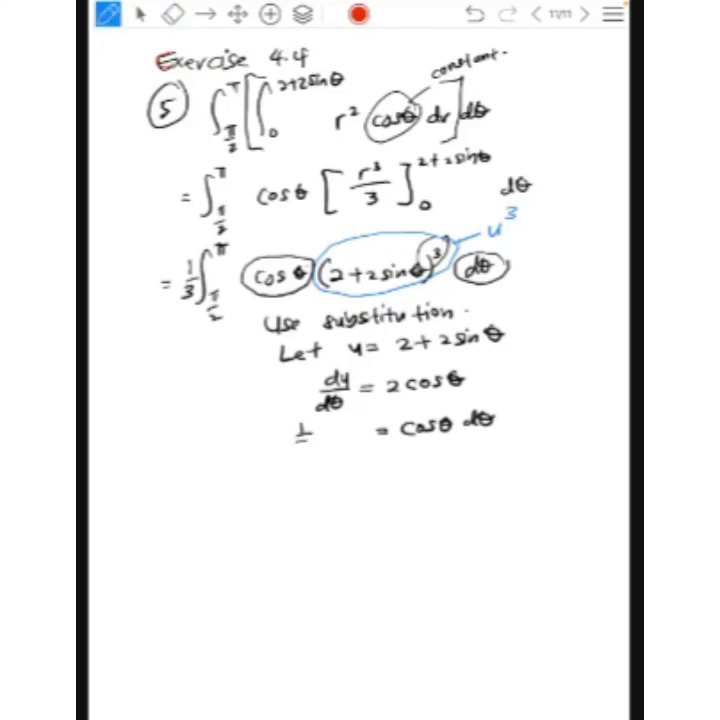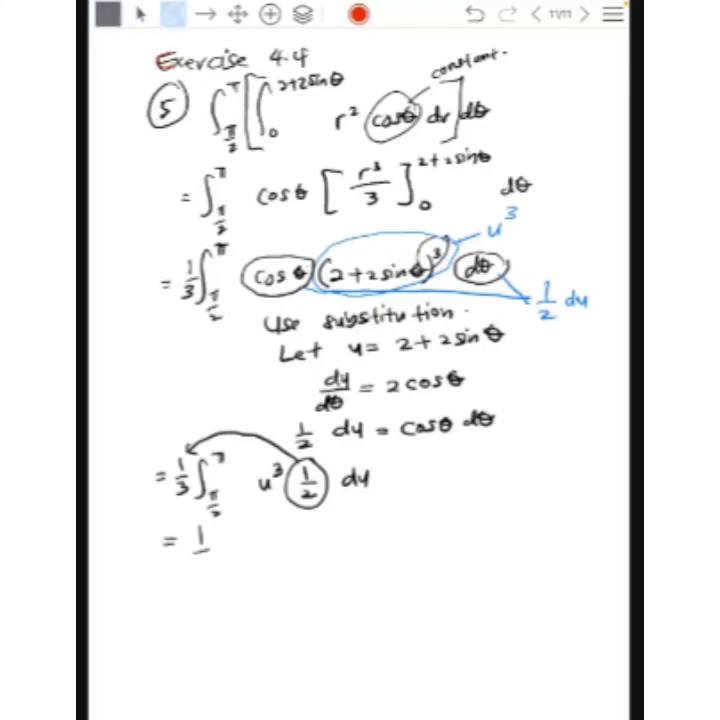You'll have 1 over 2 du. Okay, so you substitute the 2 plus 2 sin theta to the power of 3 becomes u to the power of 3. And then this one will become 1 over 2 du. Okay, kalau saya tulis balik, actually it will be like this. U to the power of 3, 1/2 du. This 1/2 and 1/3 ni boleh darab. Okay, so daripada 1/6 saja. Okay, saya buatlah satu-satu nanti awak keliru pula.